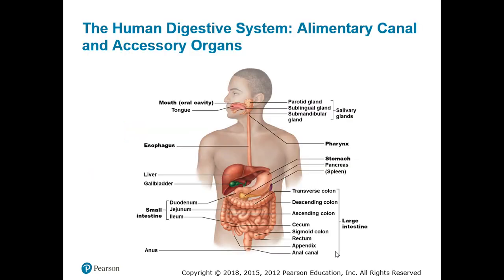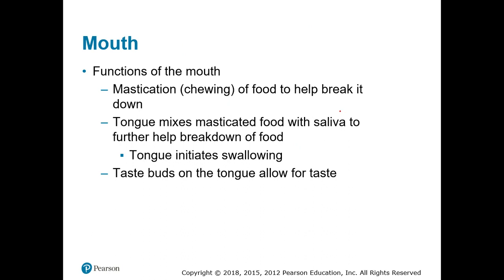Here, we've seen this image several times. The major organs are going to be the mouth, the esophagus, and the pharynx. And there are a few accessory organs that we're going to talk about as well, such as the tongue and salivary glands, which both aid in digestion. We're going to focus on the mouth first and its function.